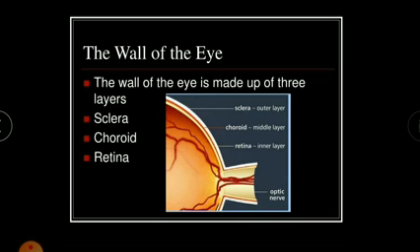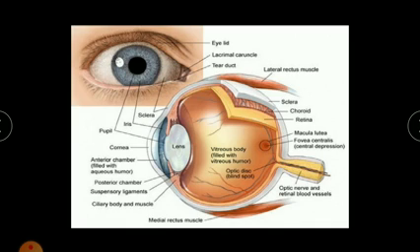Now, the front part of the sclera is a transparent layer. That transparent layer is known as the cornea. The ray of light first comes through the cornea and then it travels through the different parts.